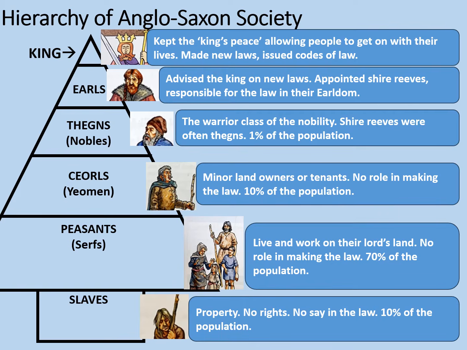So whereas the king might appoint some shire reeves, an awful lot of the time they would delegate this or leave this to the earls. So it's really only these very top levels of society that had a role in both setting and enforcing the law. For the king, this involved codes of law, and that's what we're going to have a look at next.